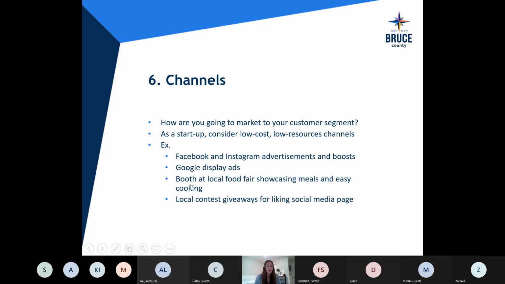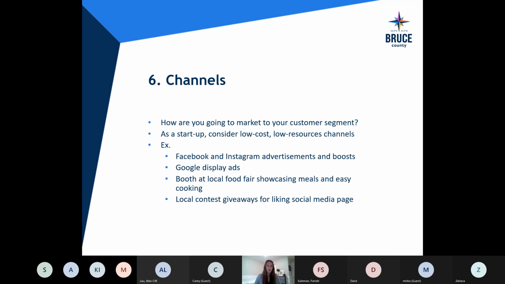Now, I also say maybe I'll have a booth at a local food fair, showcasing meals and easy cooking. So, you know, I think back to when we could meet in person, and let's say the Southampton market, the Rotary Club would throw the food and home show, or home and food show, and they'd have the food vendors in the back, and it was fantastic. Everyone got to say, here's our meals, here's the food we provide. What a great opportunity to showcase my food.